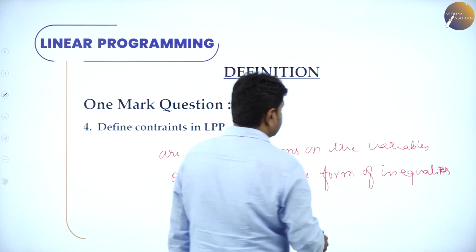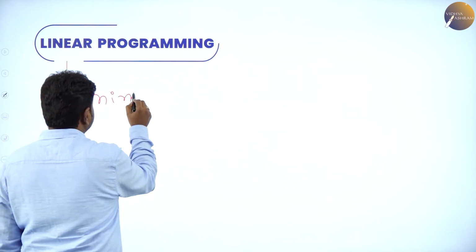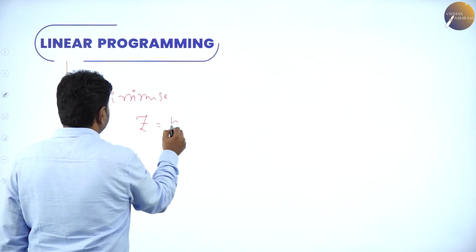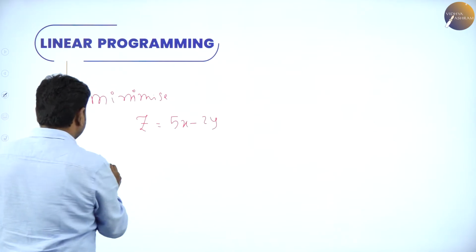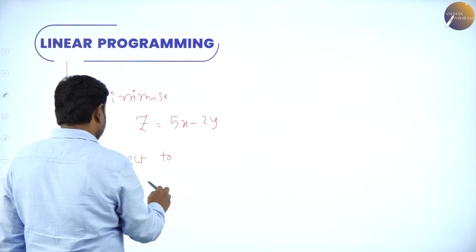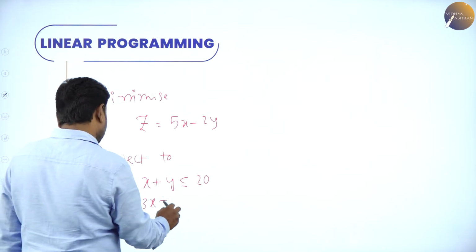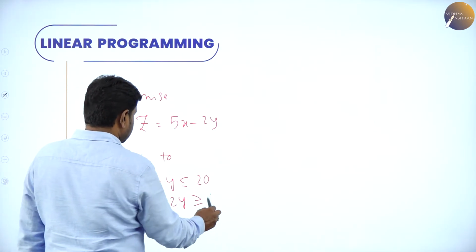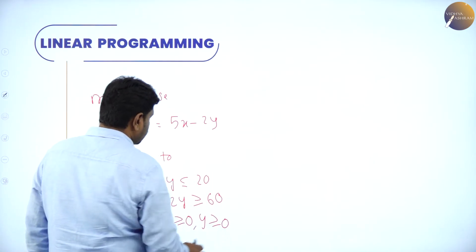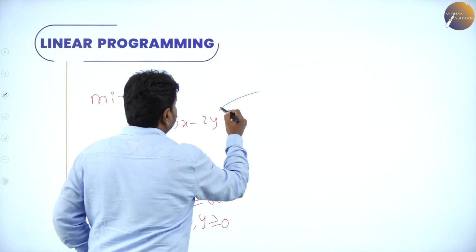That is, less than or greater than. For example, if I give a problem: minimize z equal to 5x minus 2y subject to, say, they'll tell x plus y less than or equal to 20, 3x plus 2y greater than or equal to 60, x greater than or equal to 0, y greater than or equal to 0. So dear students, they want to minimize this. So what is this called? This is called the objective function.